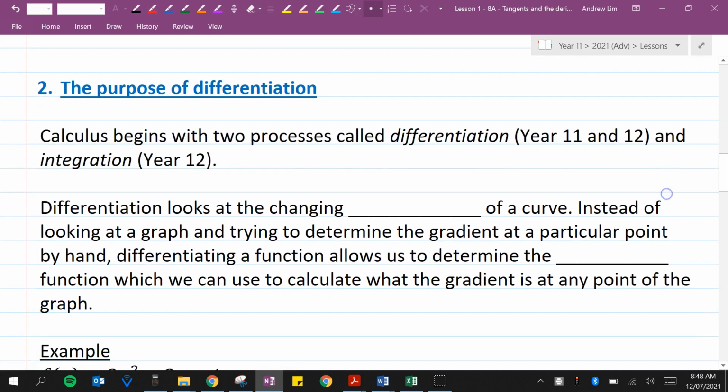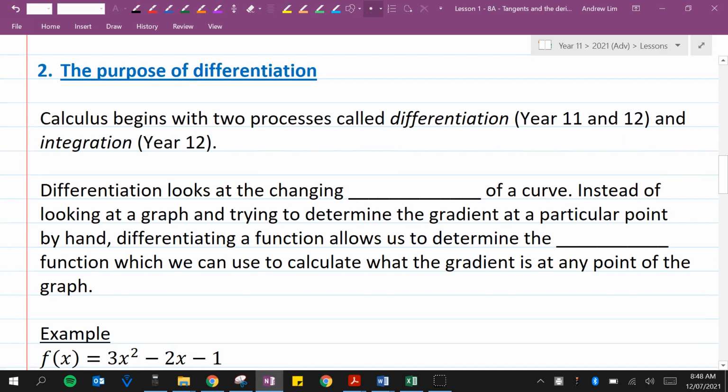Let's have a look at part 2, the purpose of differentiation. Why do we have it? So calculus begins with two processes called differentiation, which we will study in both year 11 and 12, as well as integration, which we will only study in year 12. For differentiation, in year 11, we're just going to focus on polynomials and exponentials. And in year 12, we'll go into harder examples such as trigonometry and logs.